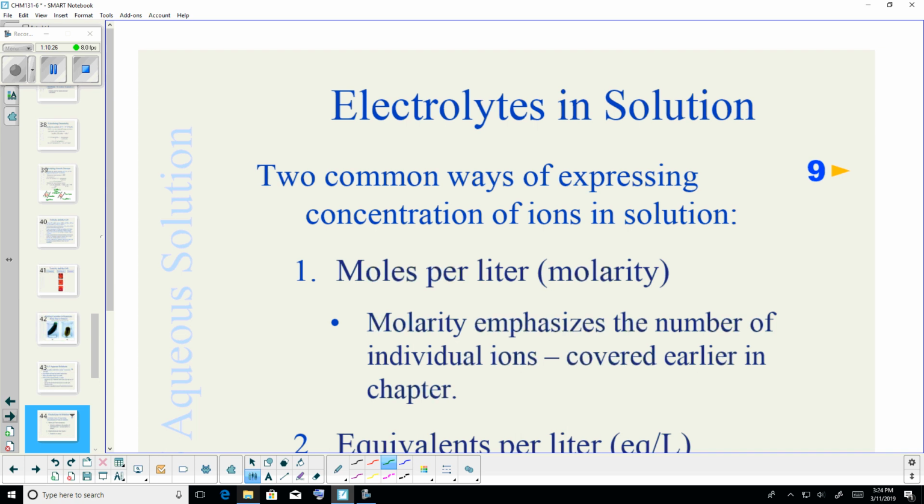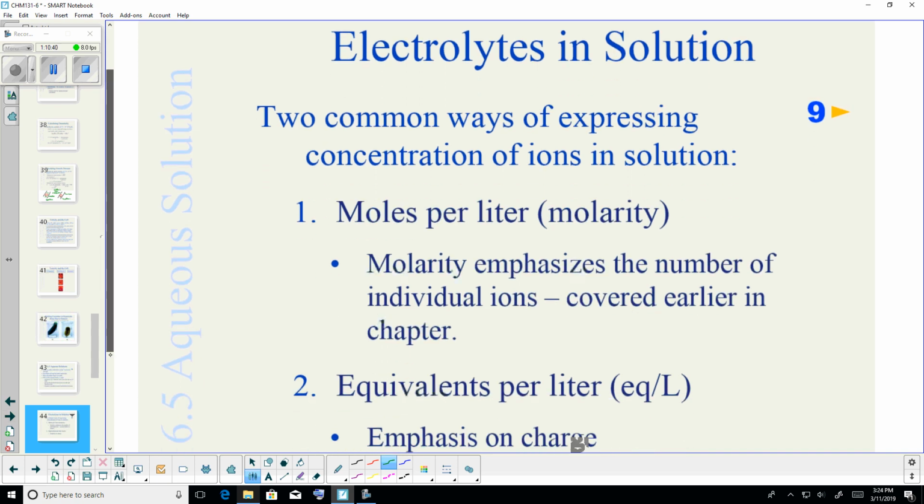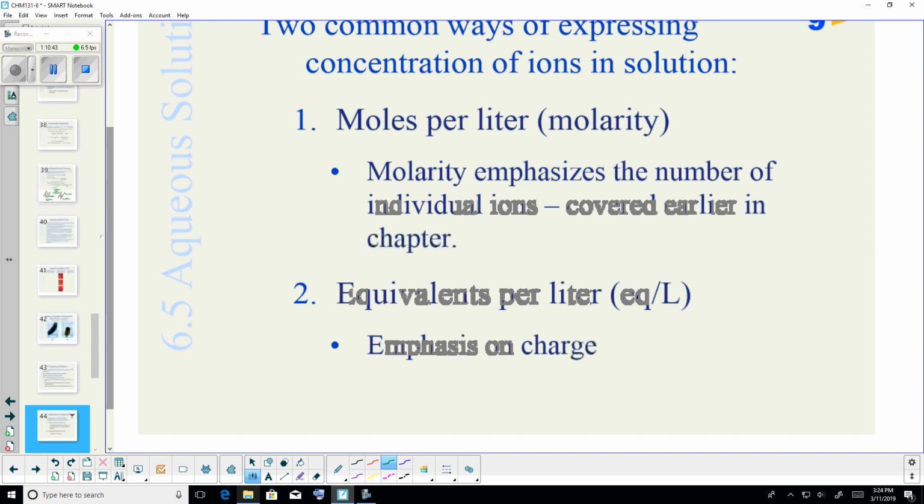So, electrolytes in solution. We talked about molarity, moles per liter, which emphasizes the number of individual ions. We can also talk about equivalents per liter. The emphasis is on the charge.